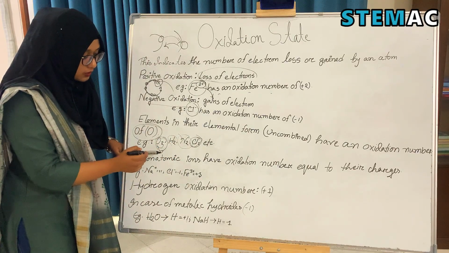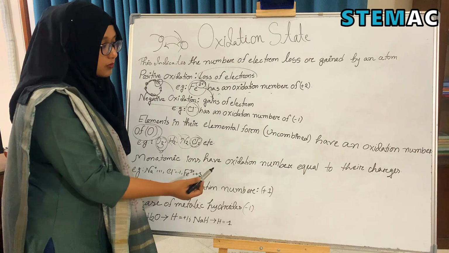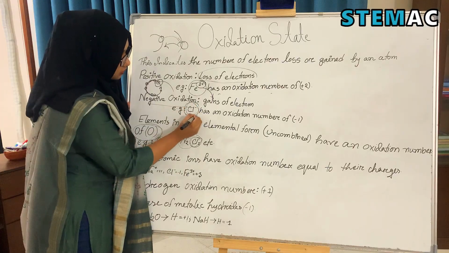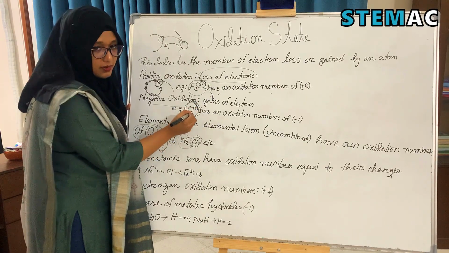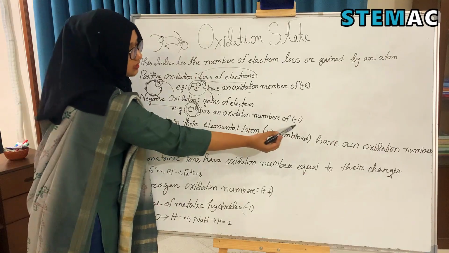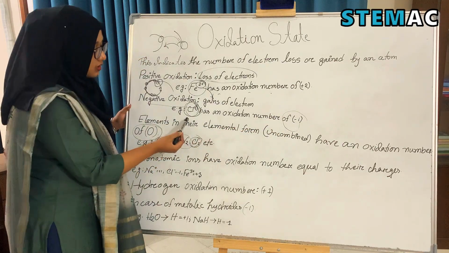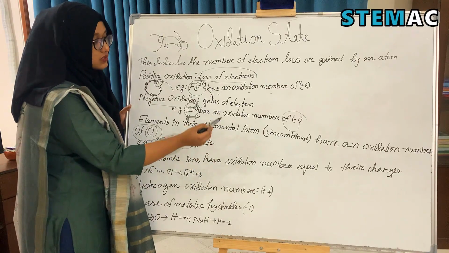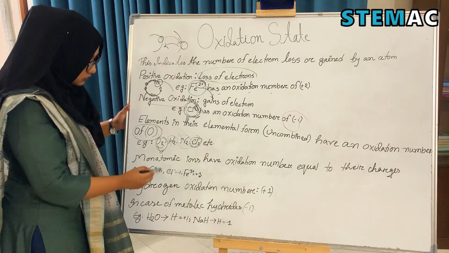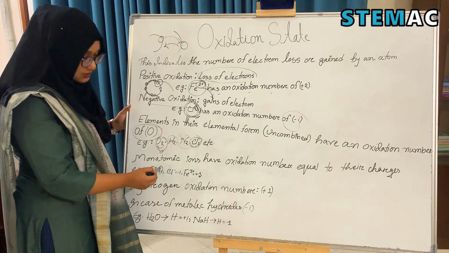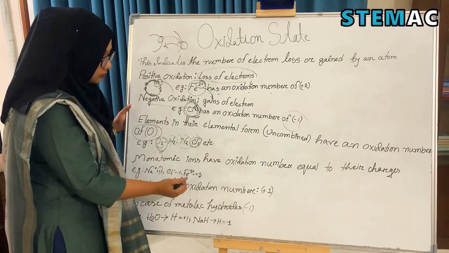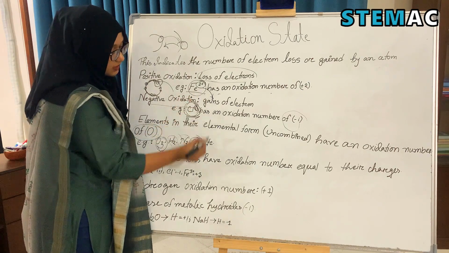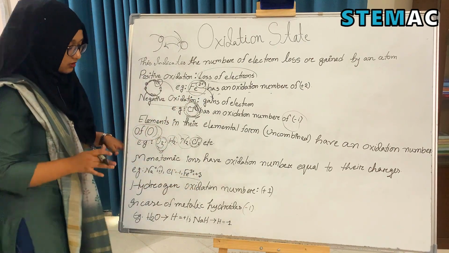And monoatomic ions have an oxidation number equal to their charge. Like chlorine, we know it is Cl minus, so it has an oxidation number of -1. For monoatomic ions, the charge is the actual oxidation number. Sodium +1 has +1 oxidation number, and iron 3 plus has +3 oxidation number. Later we will learn the difference between iron 2 plus and iron 3 plus.